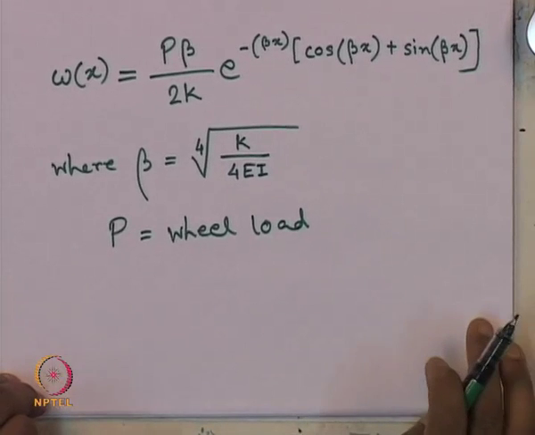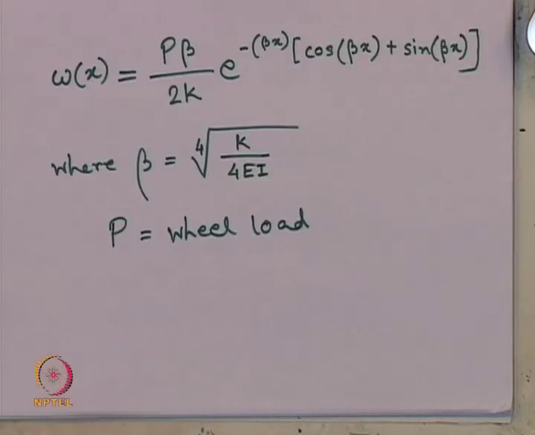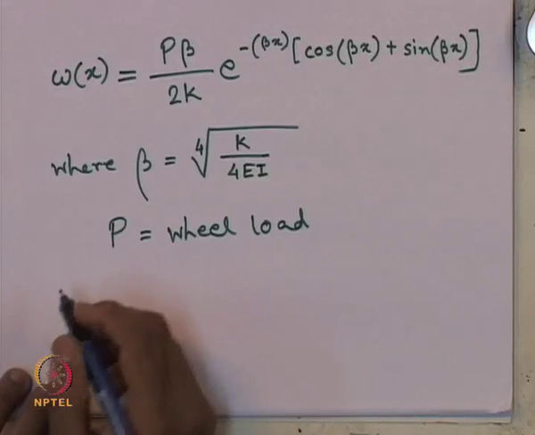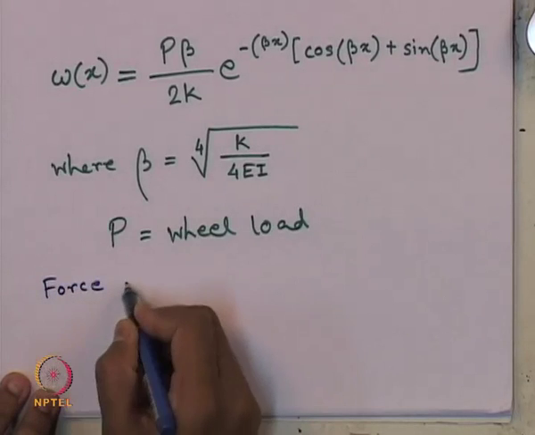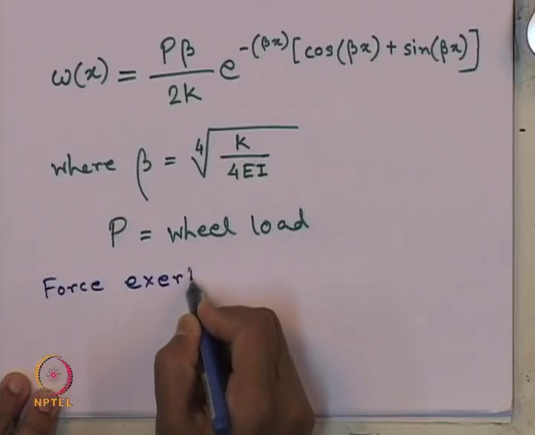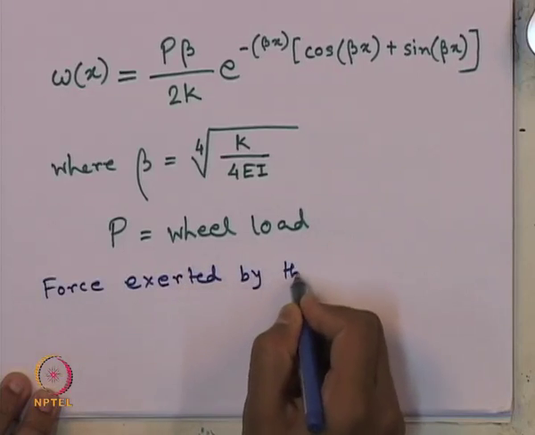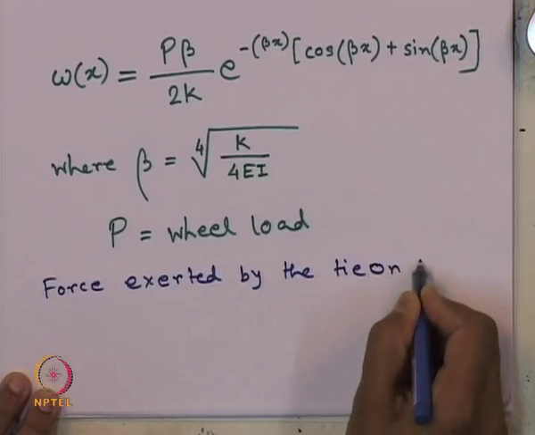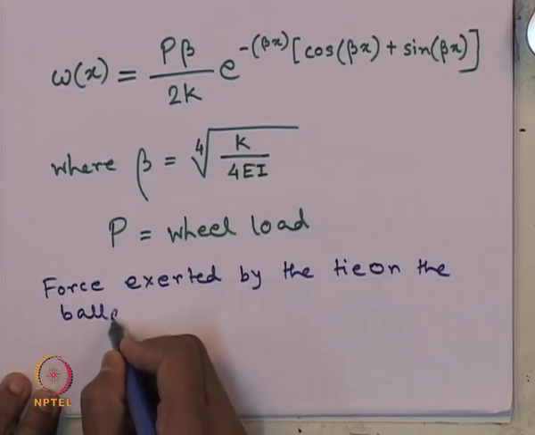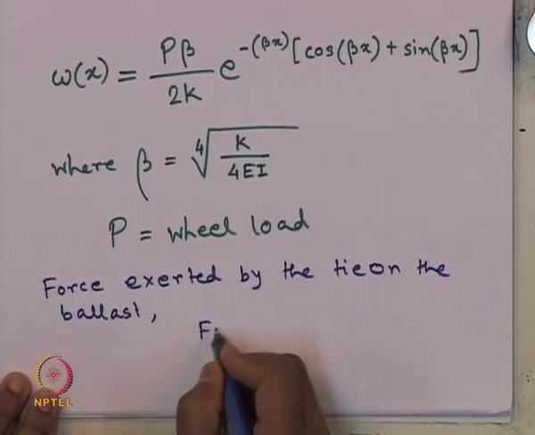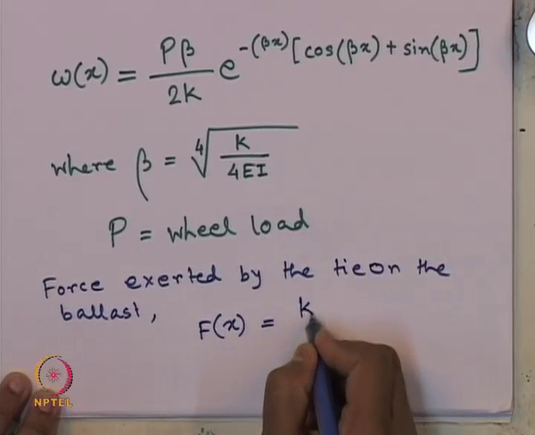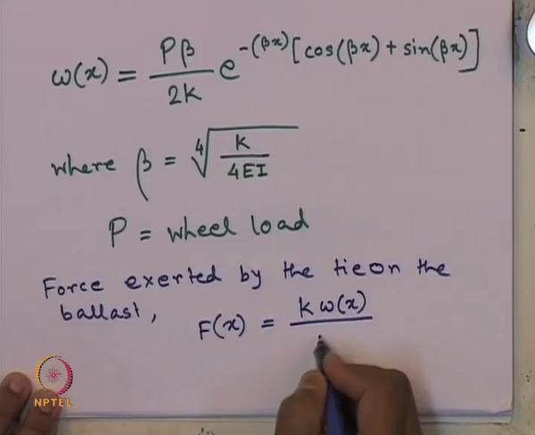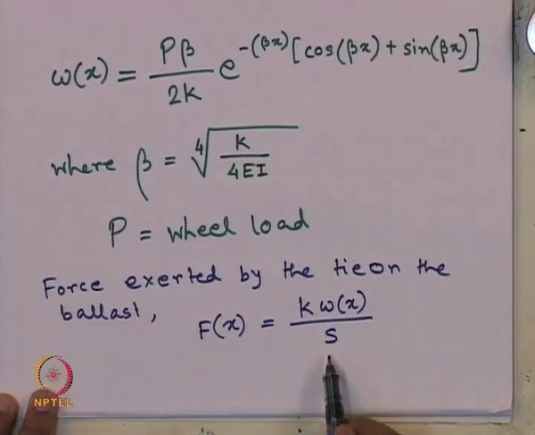And in this case, the force exerted by the tie on the ballast can be calculated like this. Let me tell you, the force exerted by the tie on the ballast, that is f of x, can be written as k omega w x by s. What is s? In this equation, s is the new parameter we are introducing. S is nothing but the spacing between two adjacent sleepers.